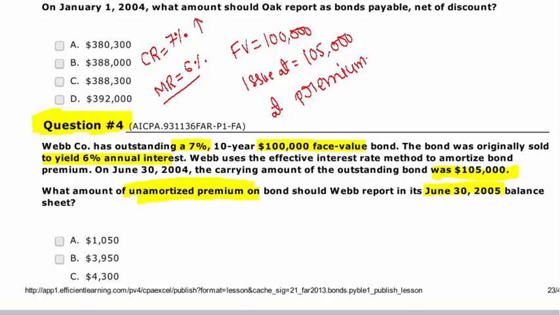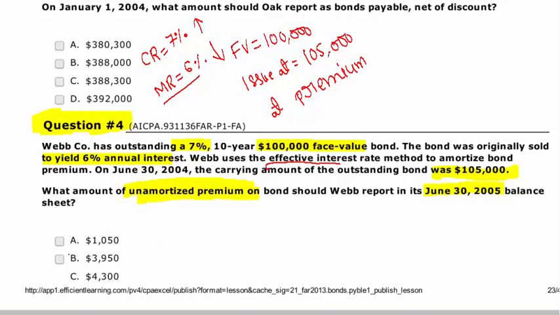In the previous example we studied bonds issued at a discount, because the market rate was lower. Again the company is using the effective interest method, the same method, but in the previous problem we discussed the discount, and here now it is a premium.